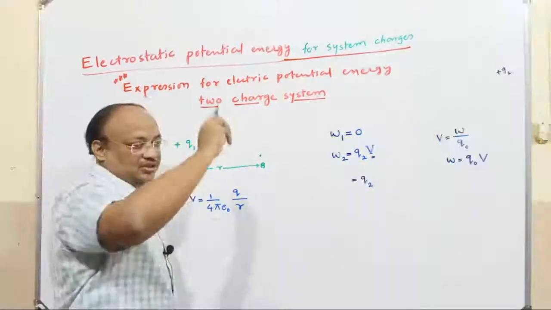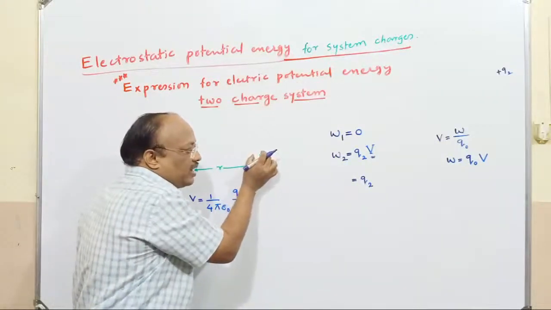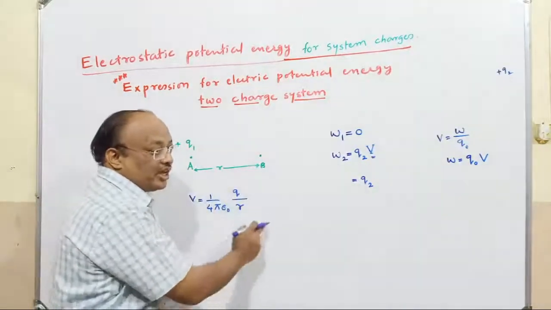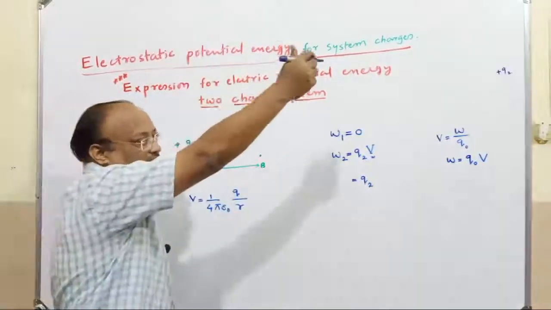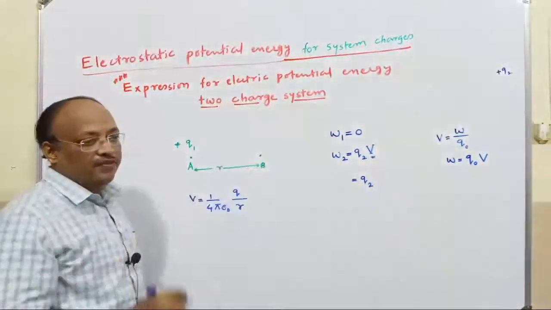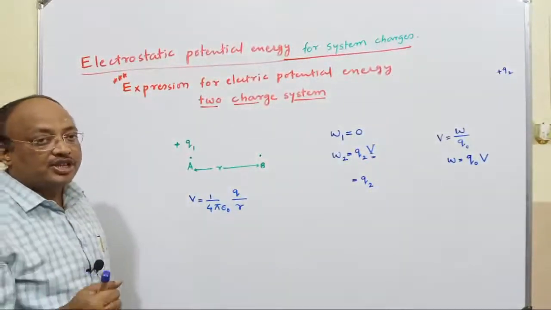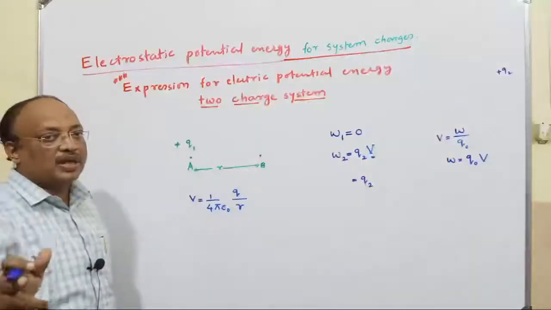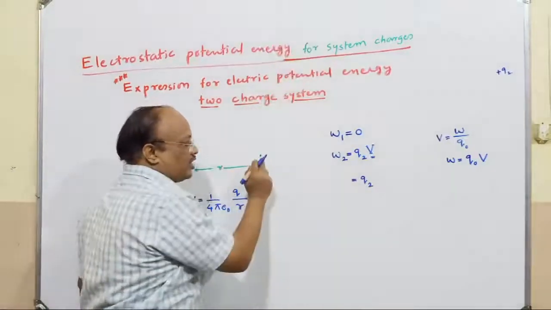In the sense, from anywhere, if you are bringing a charge, you should have a capacity of this much. To bring it from infinity to point B, you should have a capacity of this much. Then only you can bring it here. If you don't have the capacity, if you don't have the potential, you cannot bring it from infinity to this point.